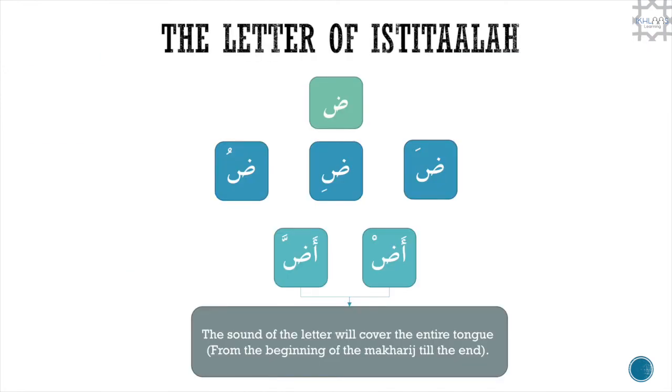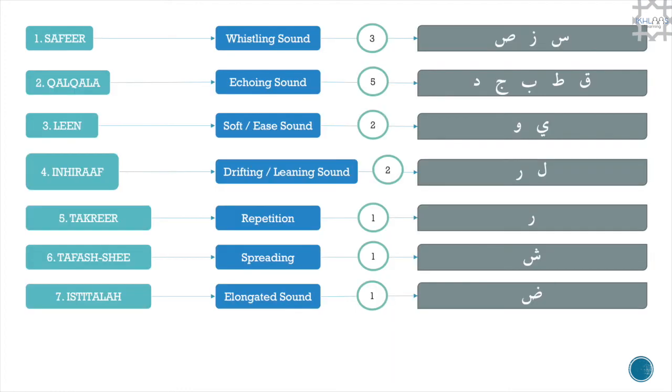The letter of Istitaalah is the letter Dad. Da, di, du, ad, adda. Now again with this letter, it can only be heard when there is a sukoon or when there is a shaddah. So the sound of the letter will cover the entire tongue from the beginning of the makharij till the end when it has a sukoon or a shaddah.